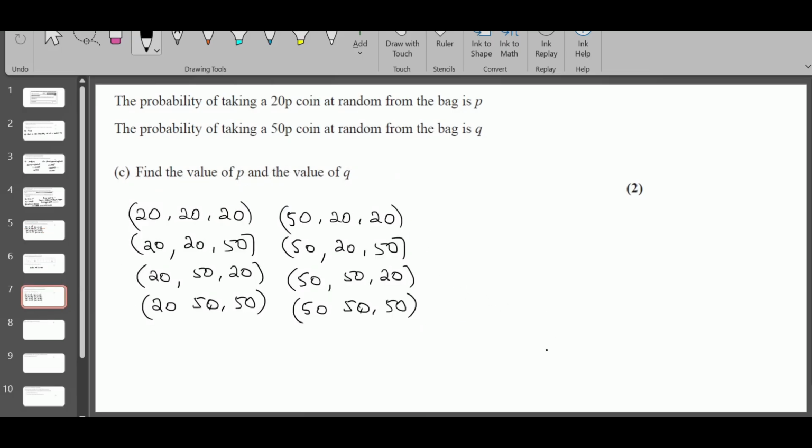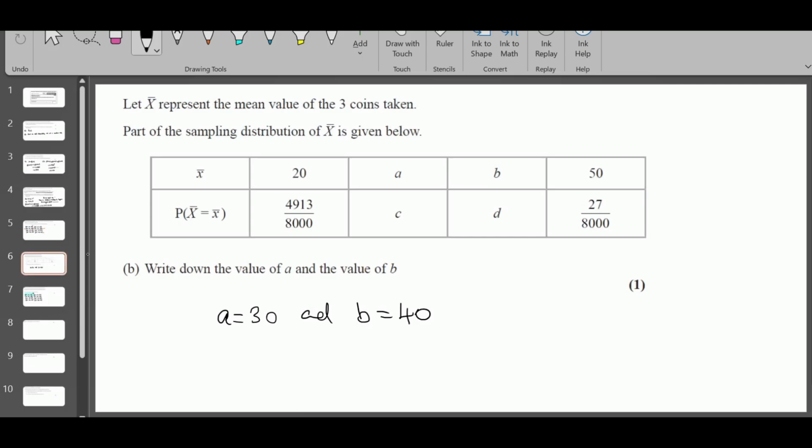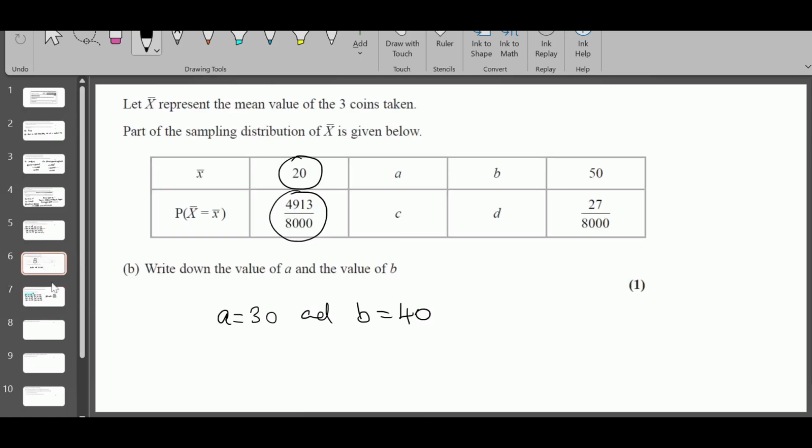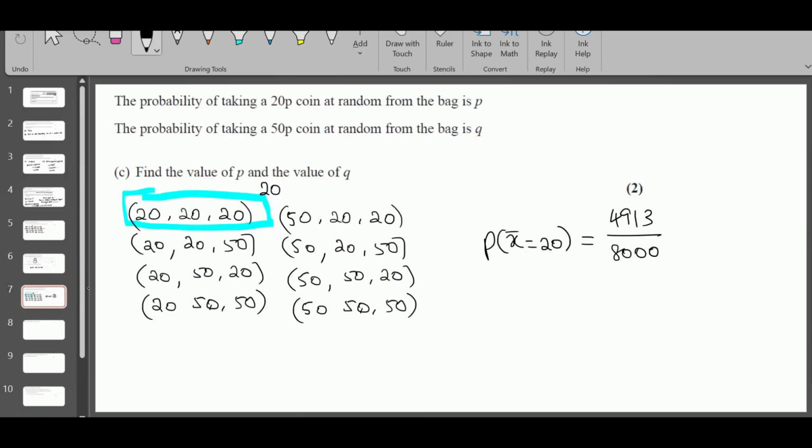Okay, here for the first one, the mean is 20, right? So look at this sampling distribution here. When the mean is 20, the corresponding probability is this, right? So when the mean is 20, the corresponding probability is 4913 over 8000. But how did we find this probability?